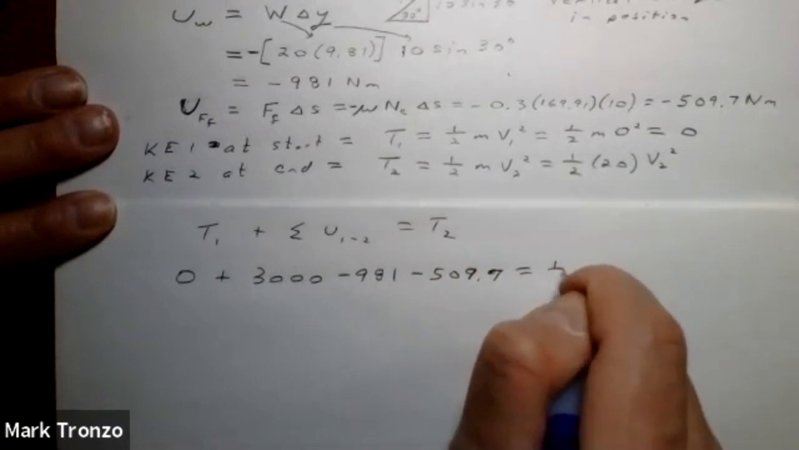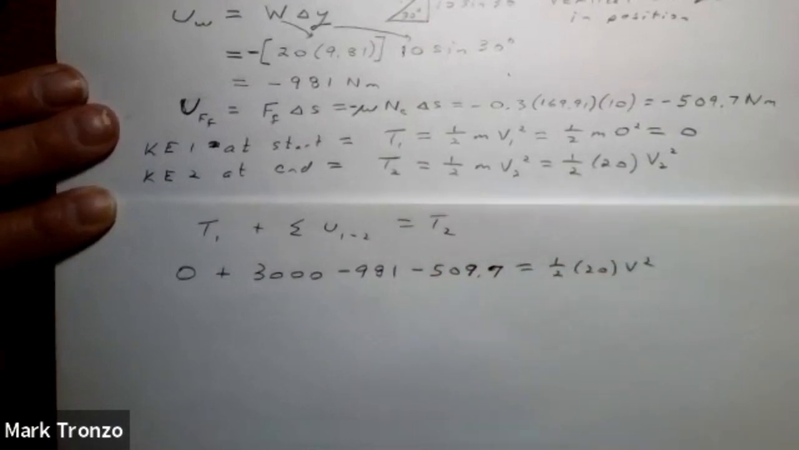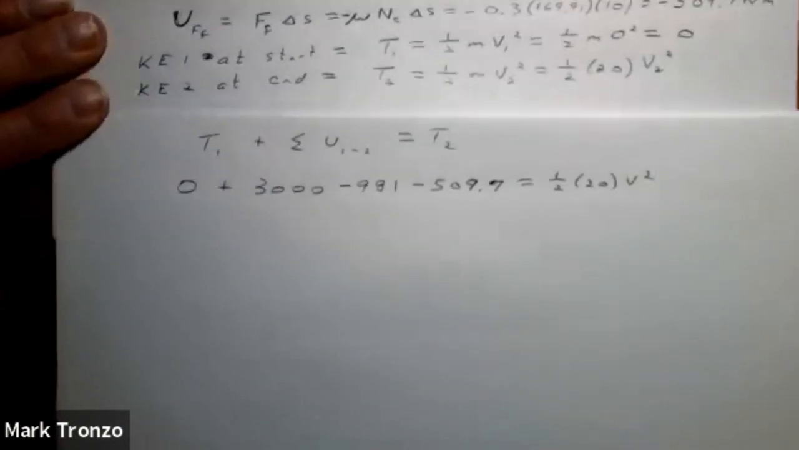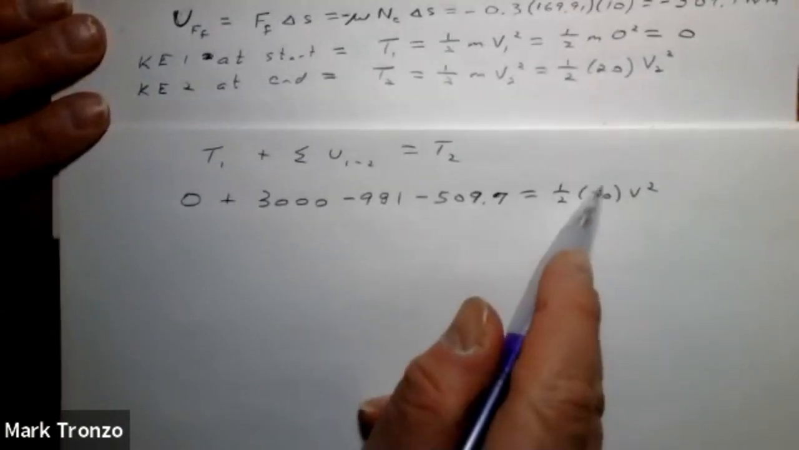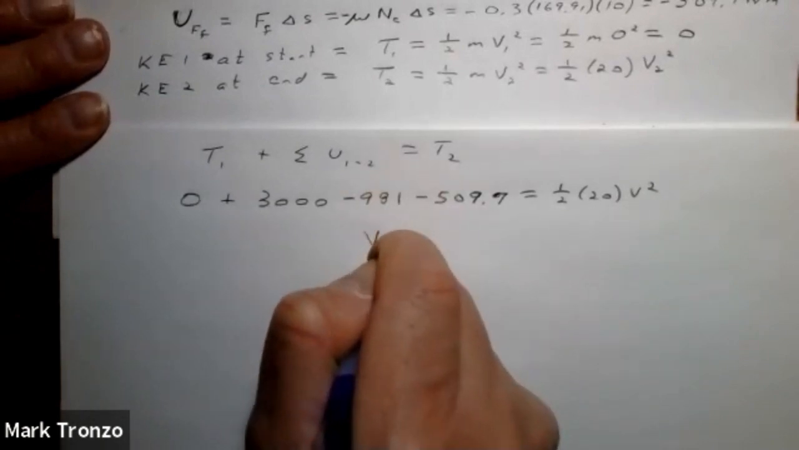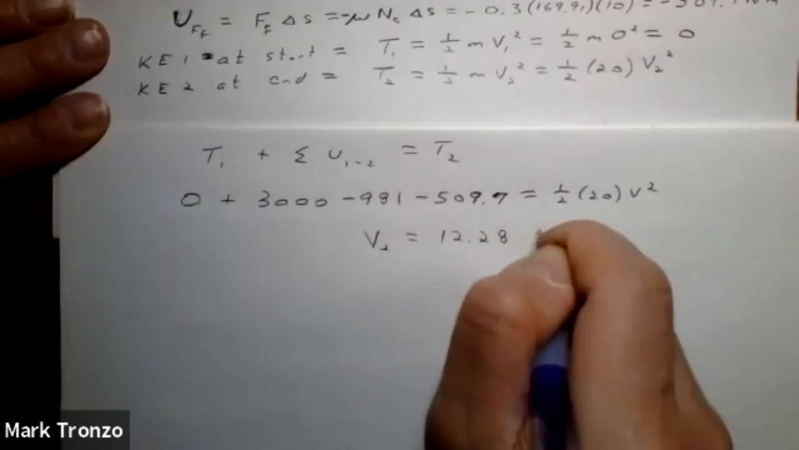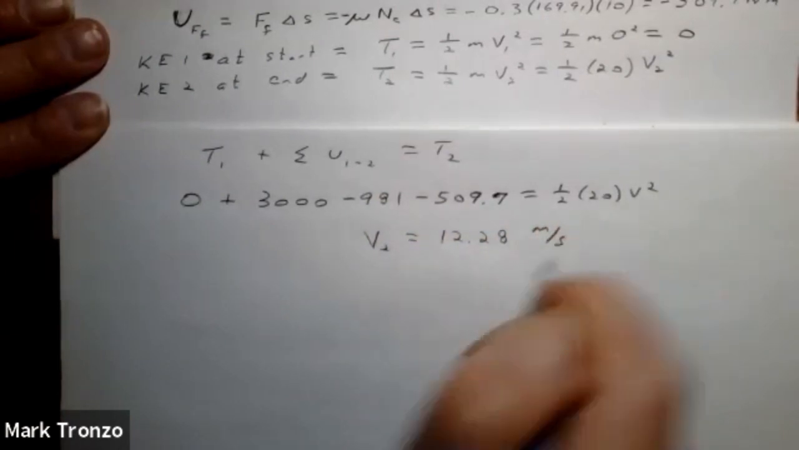And T2 was 1/2 times 20 V squared. Now, if you put everything together on the left and divide it by 10 here, and take the square root, you end up getting V2 is 12.28 meters per second.